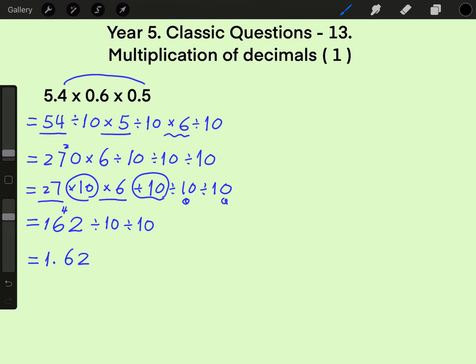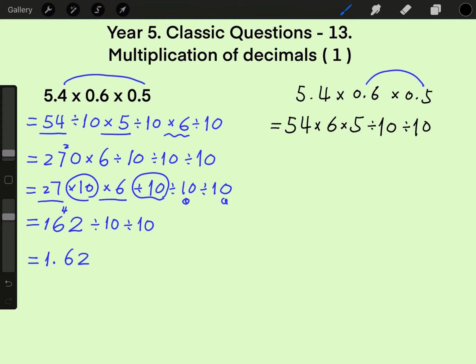Another option, 5.4 times 0.6 times 0.5. So this time, let's start from 0.6 times 0.5. 54 times 6 times 5 divided by 10, divided by 10, divided by 10.